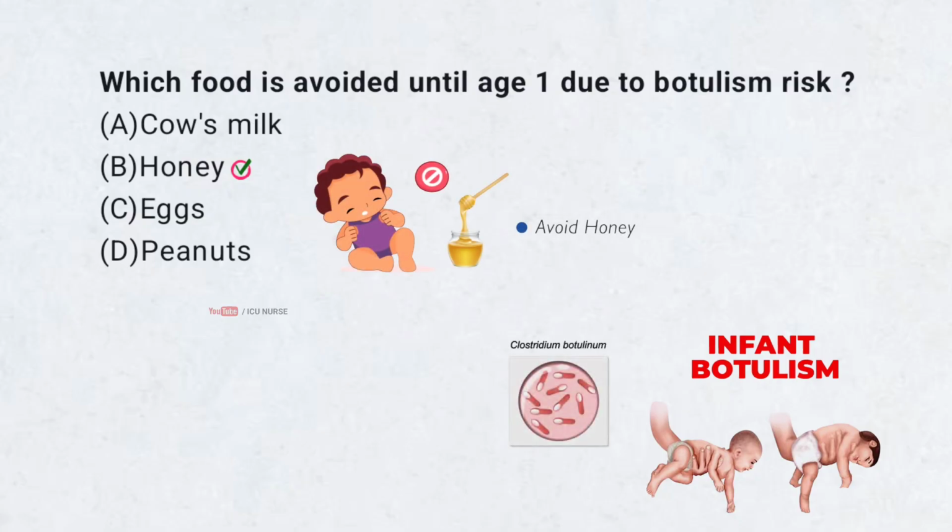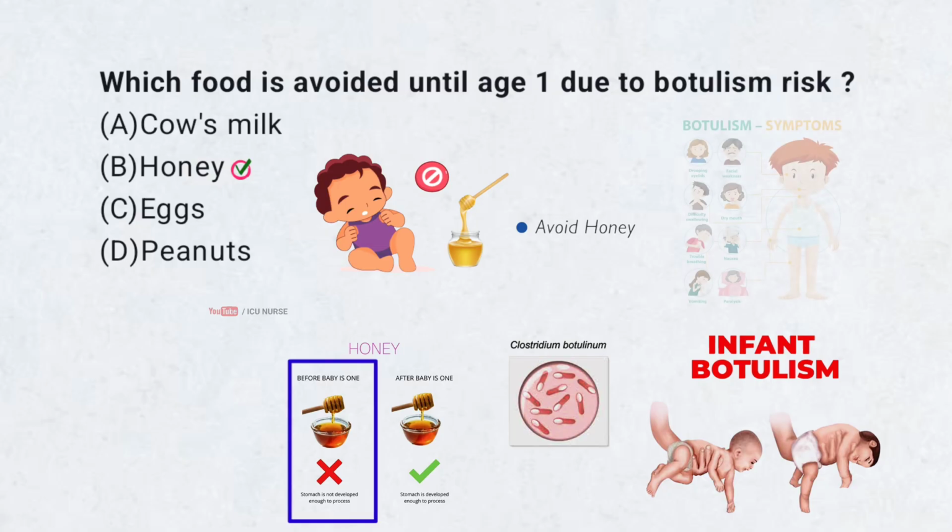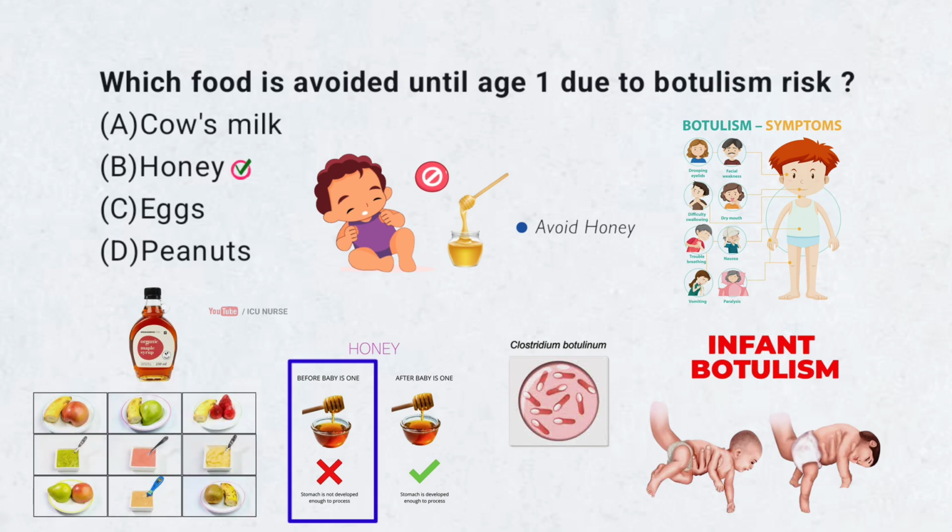Honey can contain Clostridium botulinum spores. Infants under 1 year lack mature gut bacteria to prevent these spores from growing and producing toxins. Botulism causes muscle weakness, poor feeding and breathing difficulties, which is rare but serious. Instead of honey, one can use maple syrup or fruit purees for sweetness.